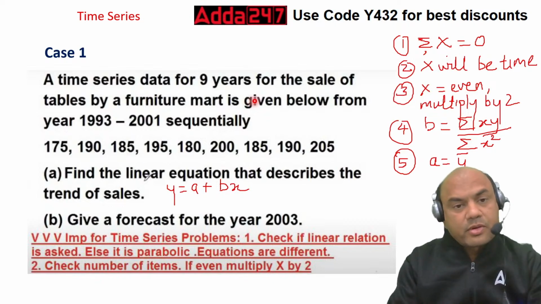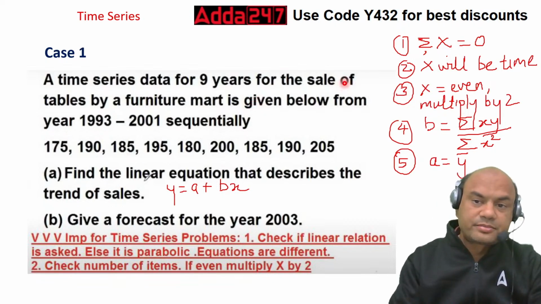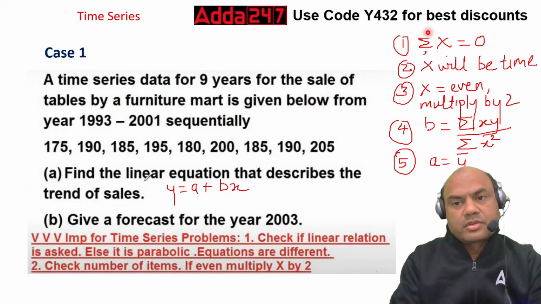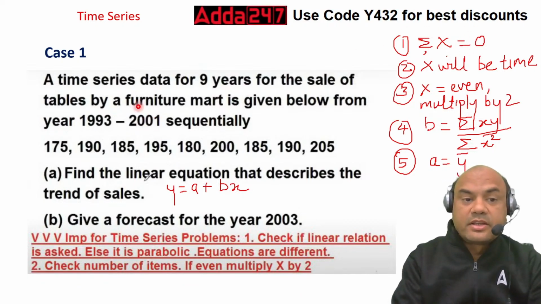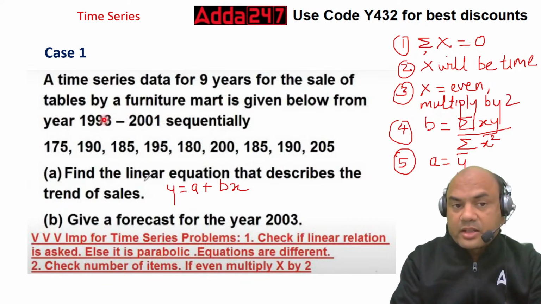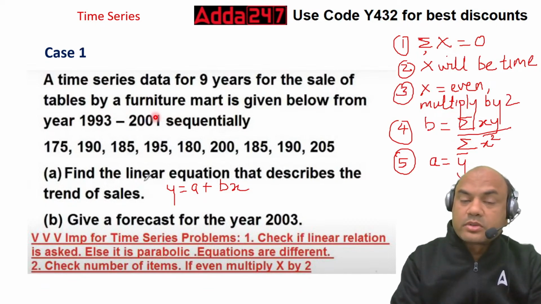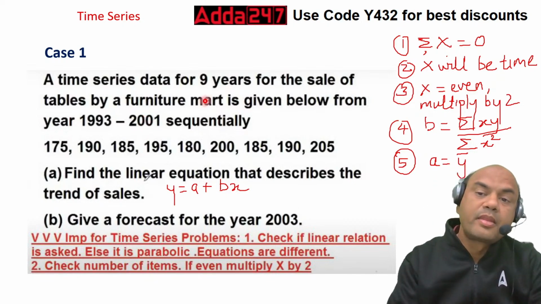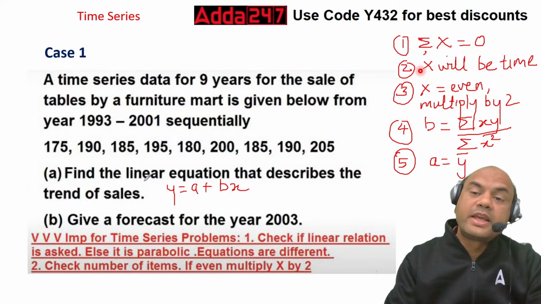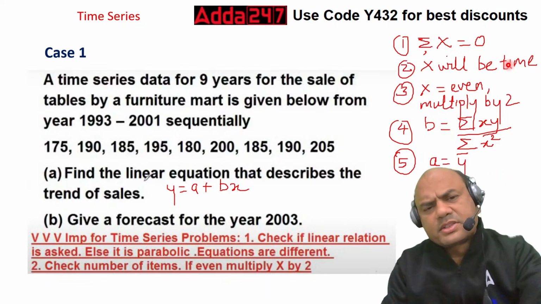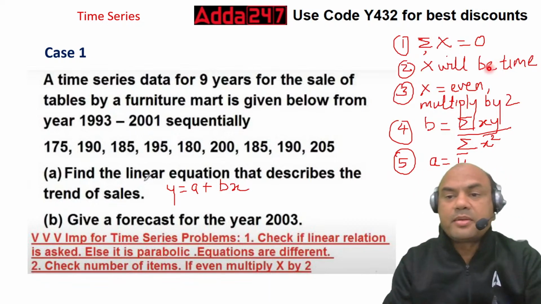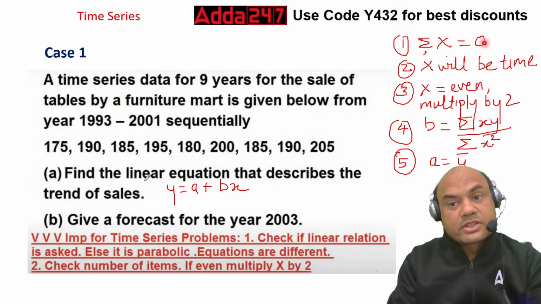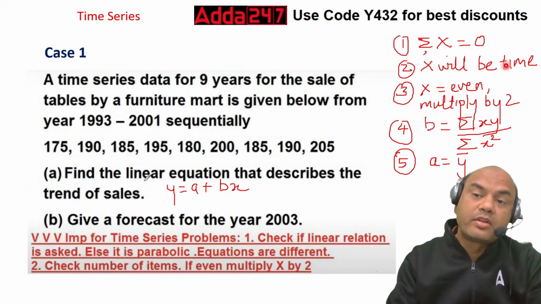A few points you have to remember in time series. Summation of x will always be 0. But kindly note, this 93 to 2001 is not x. You have to derive x. Second, x will always be the time. X should always be the time.